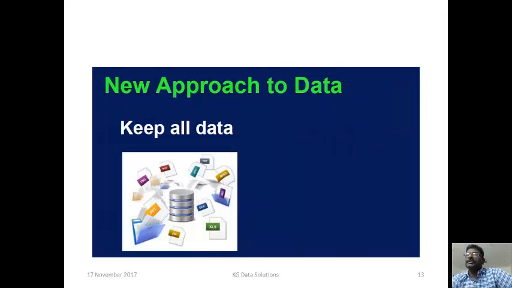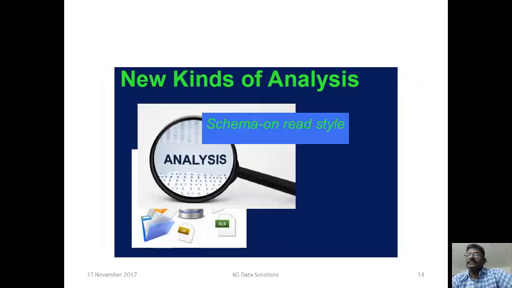So the new approach to data is to keep all the data. The new kind of analysis is schema on read. In any relational database, you will create a table, so the structure would be there. You will create a table with columns, generally like employee information. If you want to store employee information, you will create a table called employee, let us say. What will be stored in the employee table? His name, his gender, his address, his payroll, everything. So there would be a schema for a table, right?